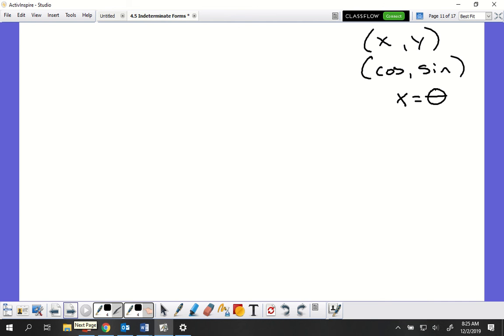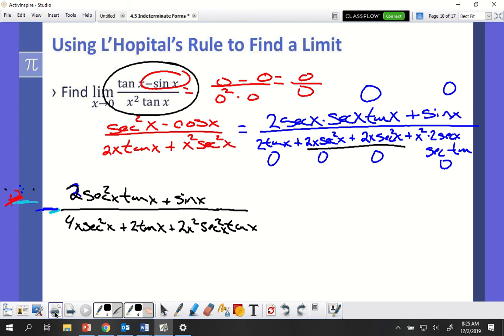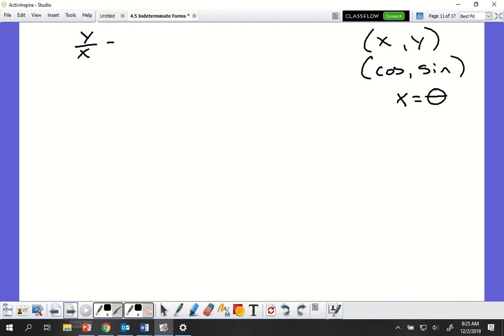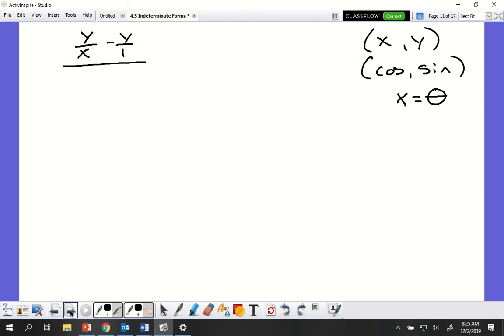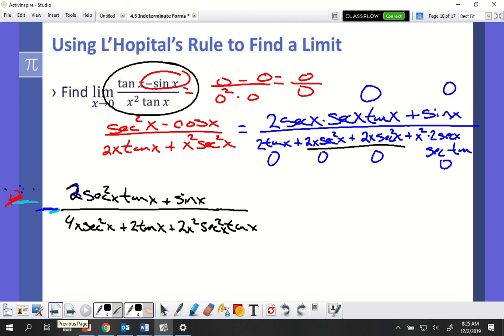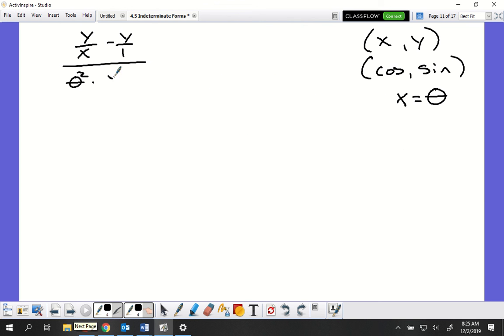So tangent is sine over cosine, isn't it? Okay, so sine over cosine, so that's going to be y over x. And minus sine, which is over 1, right? Over. And then the bottom is going to be x squared. So I'm going to call that my theta squared times tangent, which was y over x.